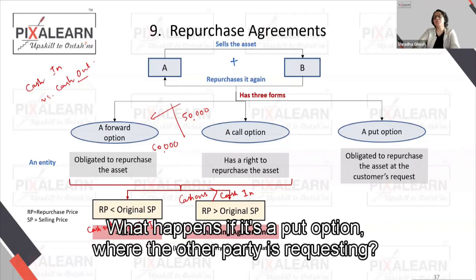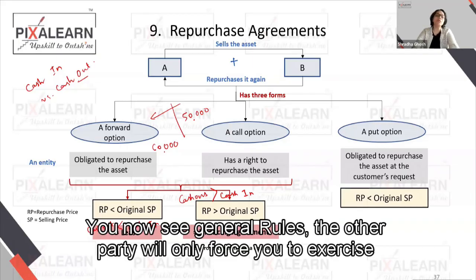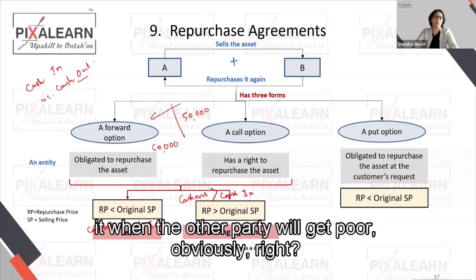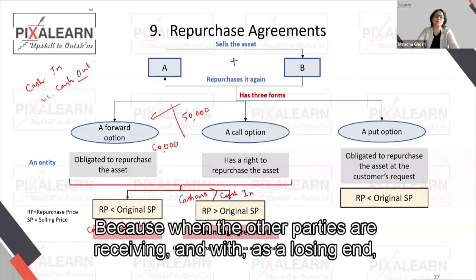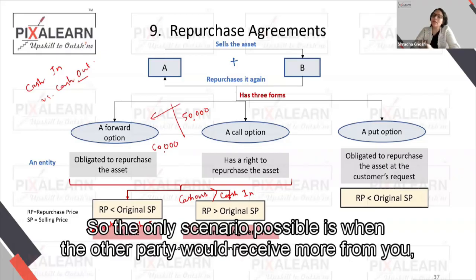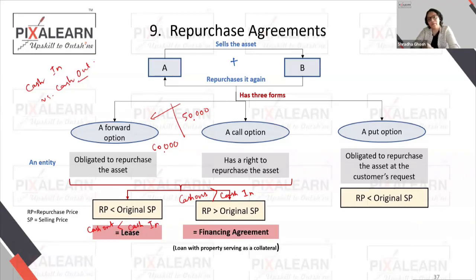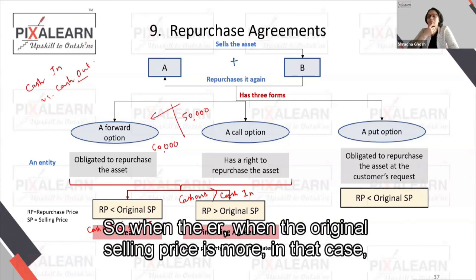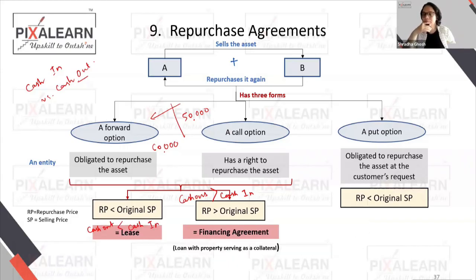What happens if it's a put option where the other party is requesting you? Now, see, general rule: the other party will only force you to exercise it when the other party will get more. Obviously, right? Because when the other party is at the losing end, the other party will never force you, because now the option is with the other party. So the only scenario possible is when the other party would receive more from you. Okay? So when the original selling price is more, in that case, the other party receives.